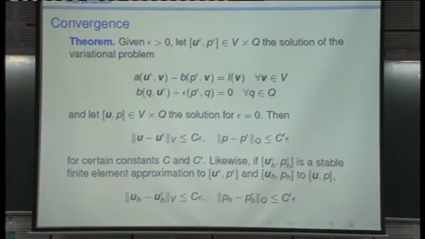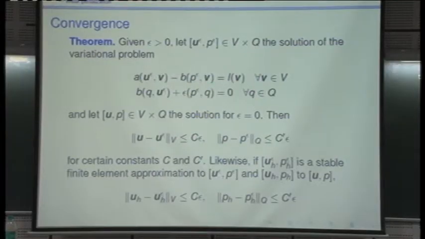So, a theorem that is, again, enlightening. It's a theorem that explains a little bit the structure of the equations and the need for satisfying the inf-sup condition. Suppose that u and p are the solutions to the problem with epsilon equal to 0, so the original problem. And u epsilon and p epsilon are the solutions obtained when you put this little perturbation here. You put that term, which is p inner product with q. Then it turns out that the difference between u and u epsilon, and p and p epsilon, is of order epsilon. Okay, so this is very good.